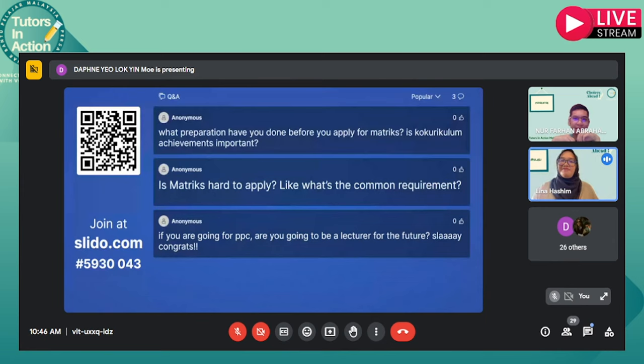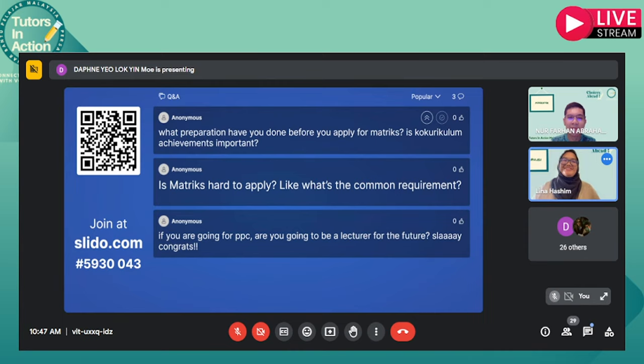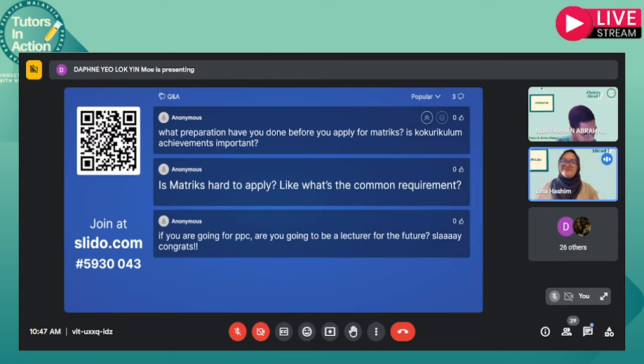Is co-curriculum achievement important? I don't think so. I don't think that co-curriculum achievement is important for you to get into matrix. As I said before, it is just random je. So, kalau you try to put sangat-sangat penting ke curriculum pun, don't do so lah, because matriculation, they don't look at that sangat. So, yeah. Let's hope for the second question.